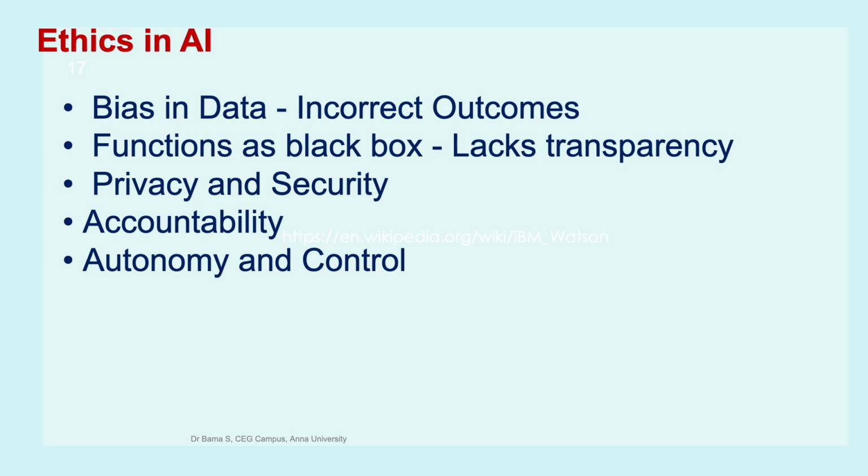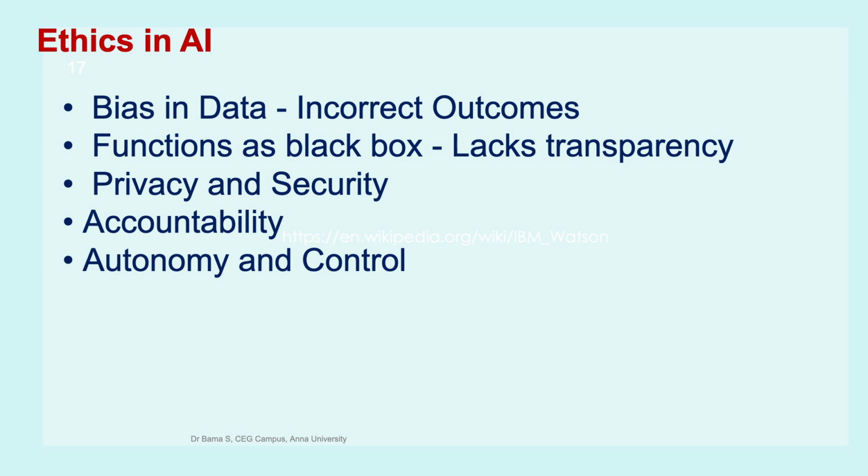Suppose the AI generated image or AI generated text goes wrong, something goes wrong, who are we going to hold accountable for it? Does it belong to a person or to a machine? That has to be taken care of. And then there is autonomy and control. At what level can we give autonomy to AI, at what level can human intervention be introduced, and who is going to control AI? So, these are some of the areas of future trends with respect to ethics.